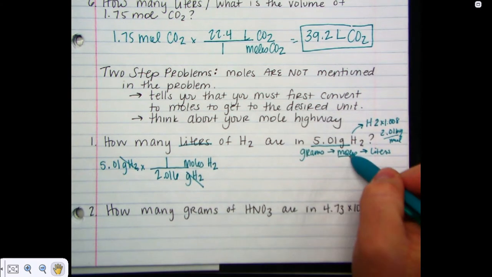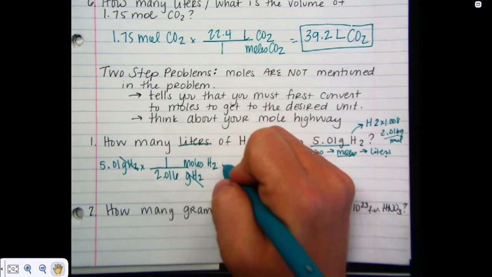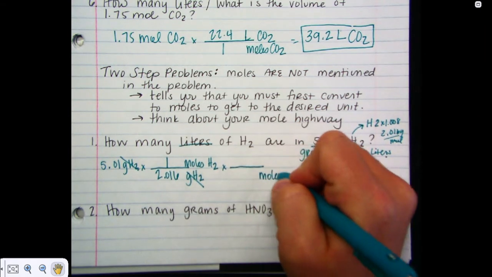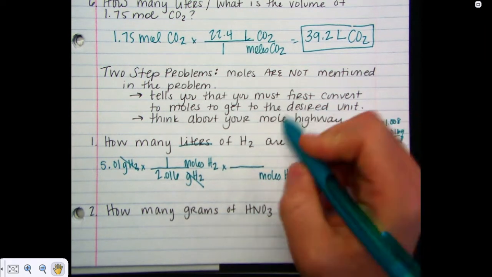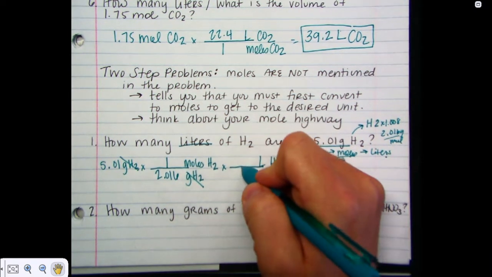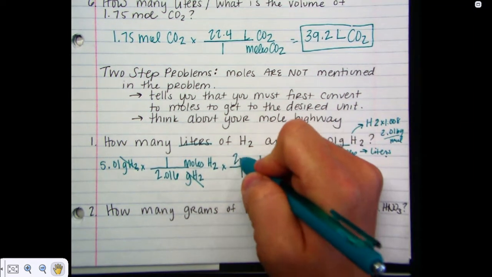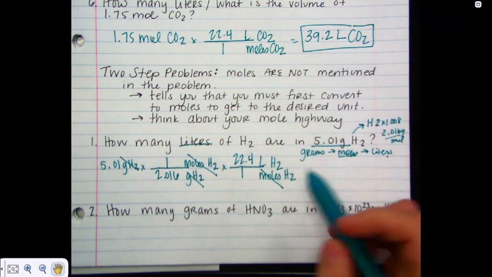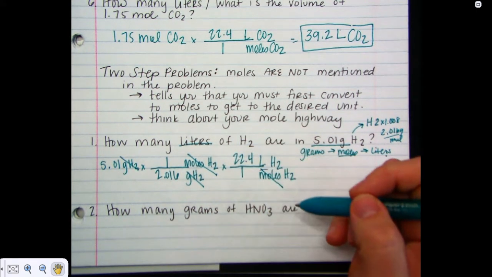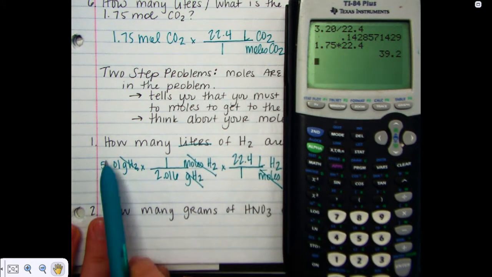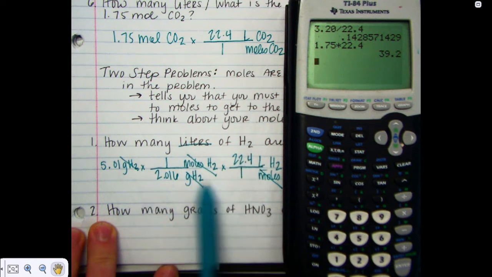I got to go from moles now to liters. So now I'm getting rid of moles. So the moles have to go on the bottom, H2. And I'm trying to go to liters. Liters go on the top. So now 1 mole is equal to 22.4 liters. Now do you see how my moles also cancel? So what am I left in? I'm left in liters. When I do this in my calculator, I'm going to multiply everything on top and divide by what's on the bottom.